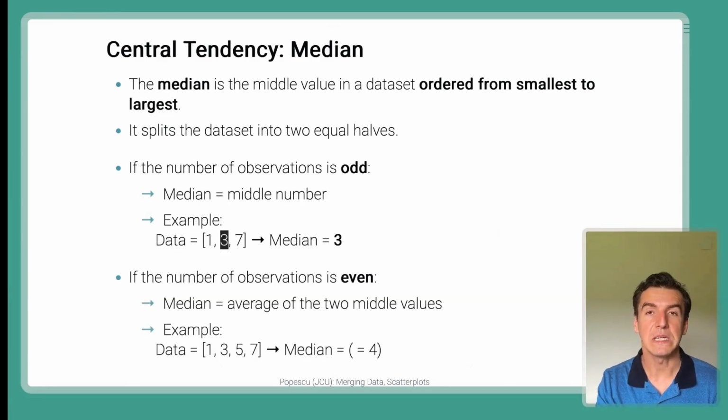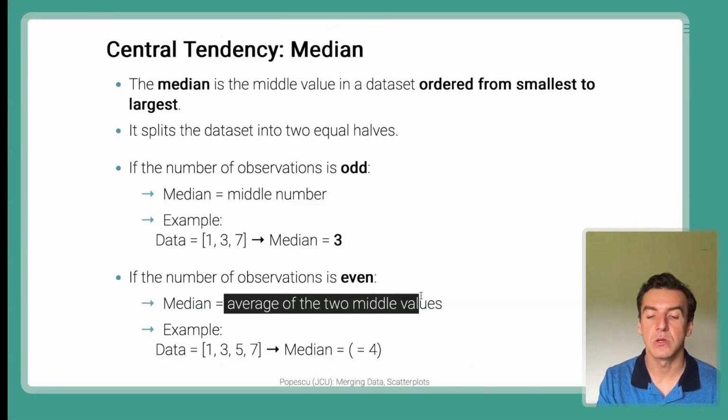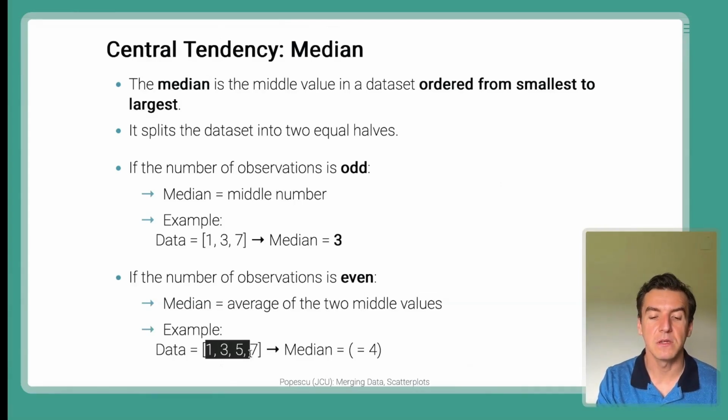If we're dealing with even numbers, then the formula changes. So the formula for the median will be the average of the two middle values. So imagine we have 1, 3, 5, 7. The median will be 3 plus 5 divided by 2, which gives us 4. Okay.